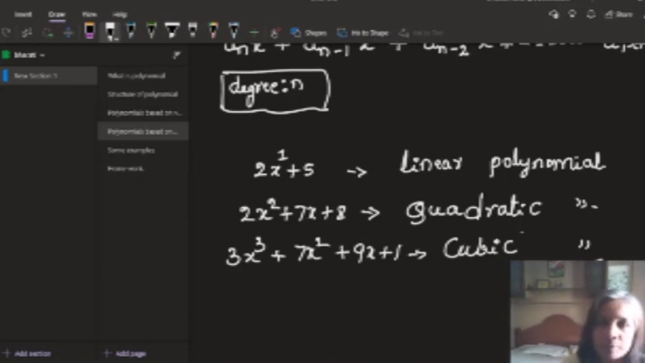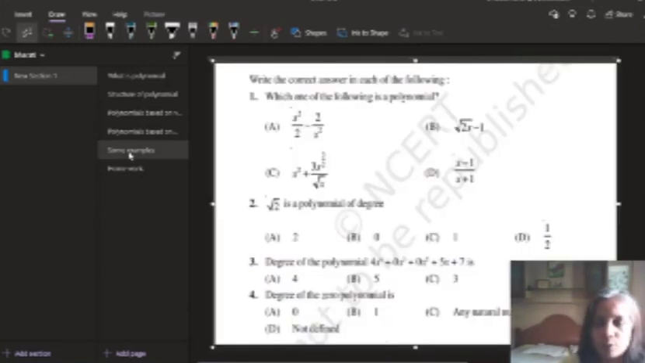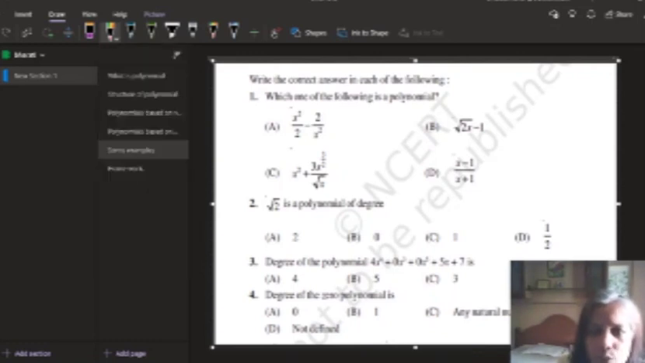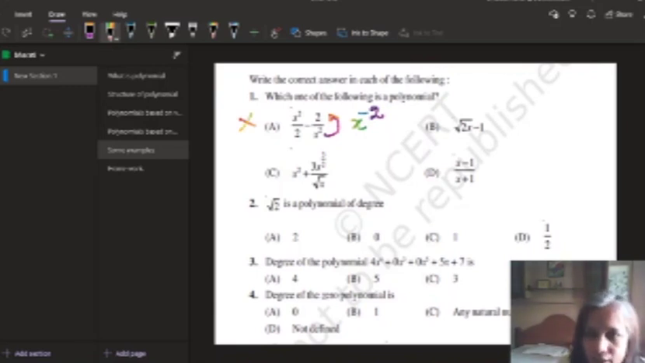There we conclude. Now let me solve one or two examples for you, only to test how much we have understood. Okay, let me change the color. Yes, which one of the following is a polynomial? Here, if you transpose this x to numerator, you will get x to the power of negative 2. So as here we have negative number, it is not a polynomial. We have to identify the polynomial in this group. It is excluded.